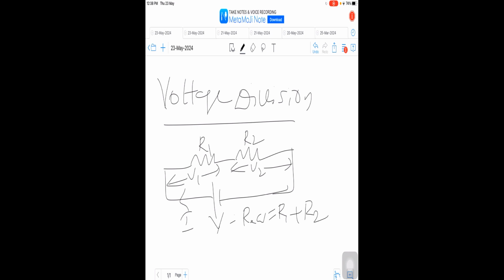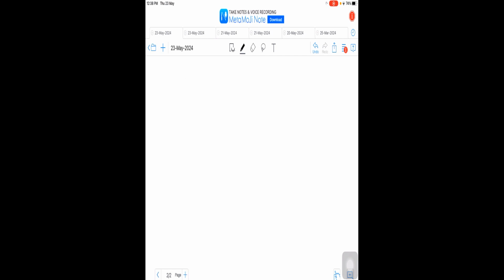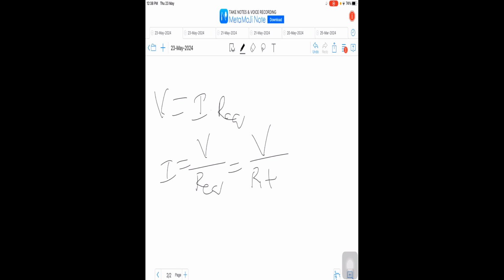Now from Ohm's law we know that V1 is equal to I into R1, equation number 1. Similarly, V2 is equal to I R2, equation number 2. So we can say that V is equal to I into R equivalent, that is the total resistance. Hence we can rewrite this as I is equal to V by R equivalent, where R equivalent is R1 plus R2. We shall call this equation number 3.